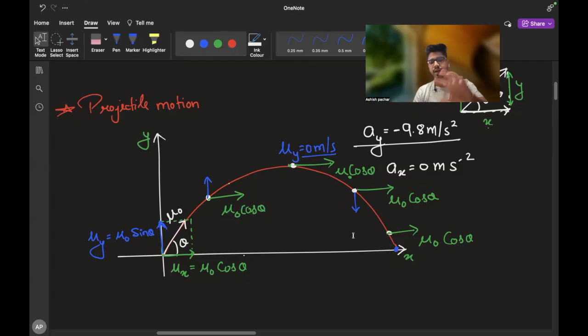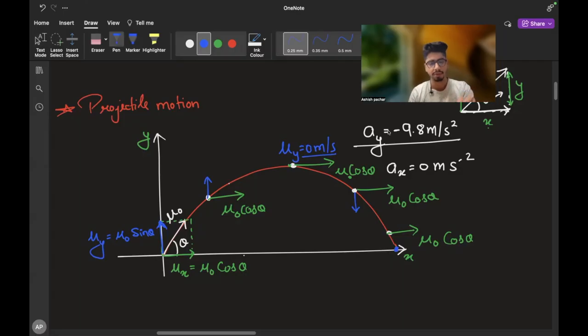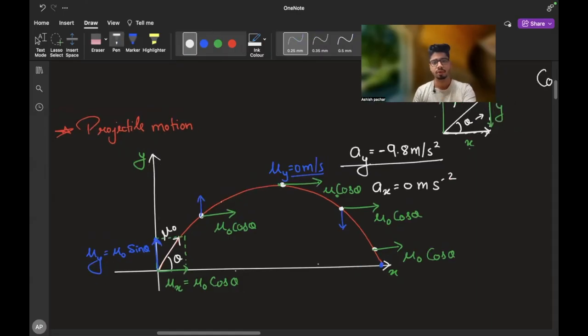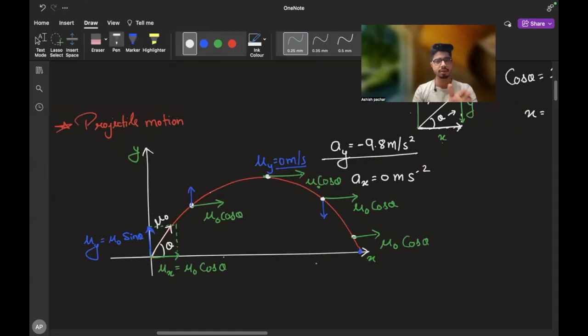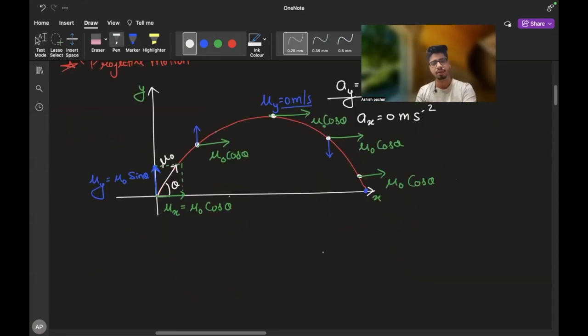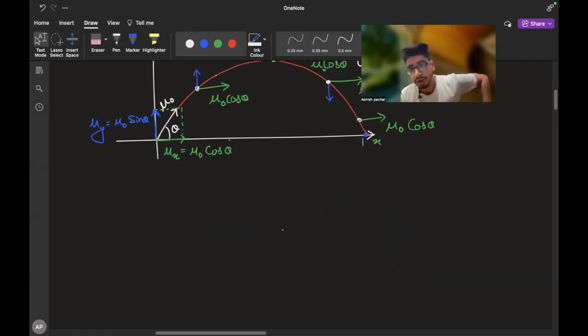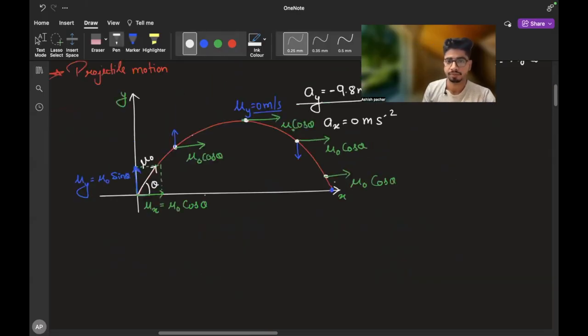So this is the basic idea of projectile motion that we have to understand. This is the basic idea that I have given to you till now. As I suggested, you have to look at the whole projectile motion by splitting it into components, basically the horizontal velocity component and the vertical velocity component.